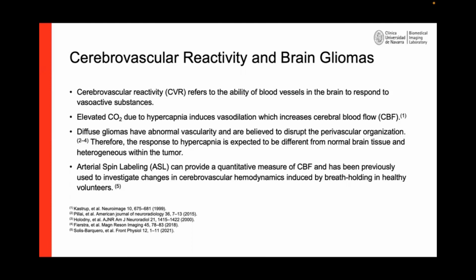In brain gliomas, the vascularity is abnormal and is believed to disrupt the perivascular organization, causing the expected response to hypercapnia to be different from normal tissue and heterogeneous within the tumor tissue. So using arterial spin labeling, or ASL, in MRI as a perfusion quantification technique while doing breath holds, we can directly measure the cerebrovascular reactivity.